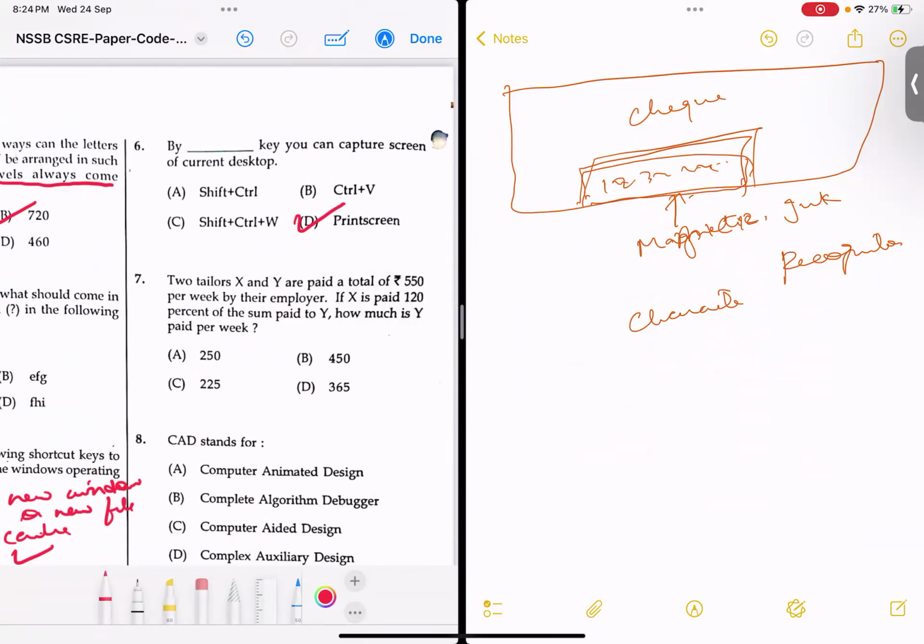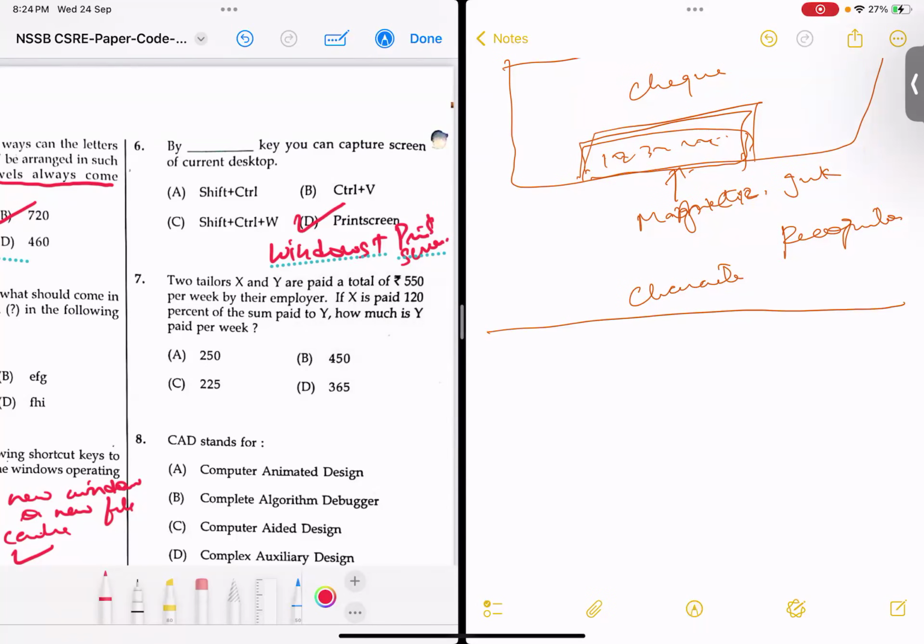Or sometimes you have to press the Windows key along with the print screen. So in some computers, you can do it directly through the print screen key, or in some computers you have to press the Windows key along with the print screen key. Now, question number 7.